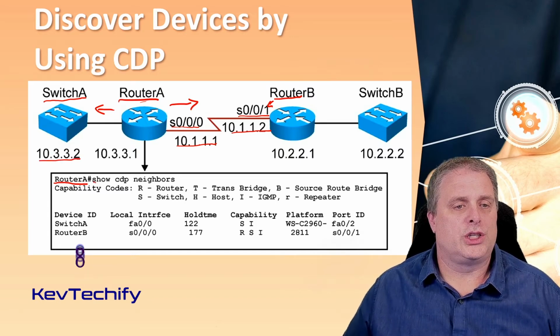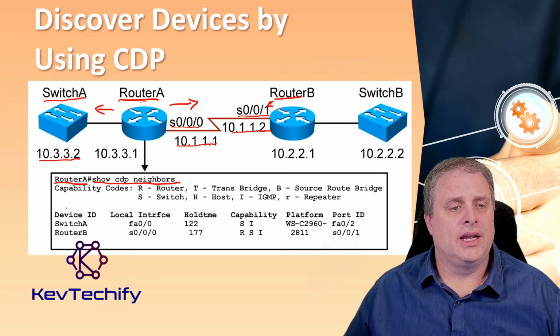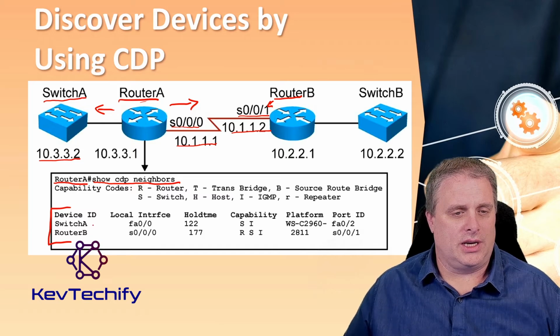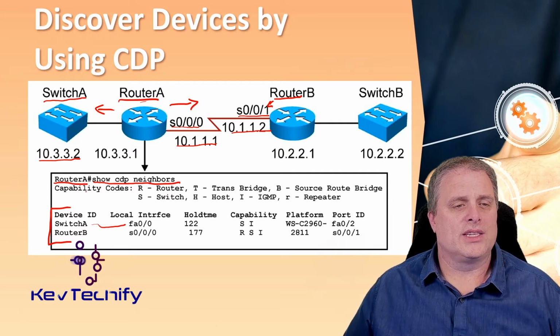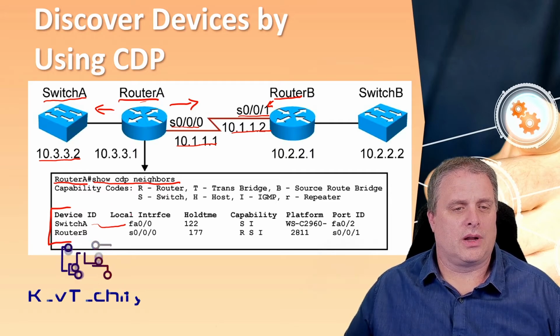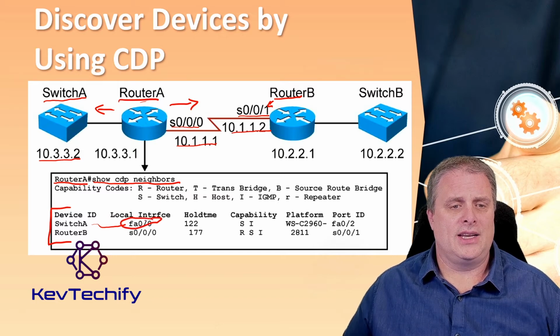When we issue the show CDP neighbors command, we can see that we have two devices listed here. The first one we have listed here is switch A. Once again, we're running this on router A, so when we run this, the connection that is connected to switch A is Fast Ethernet 0/0. That is this connection right here.